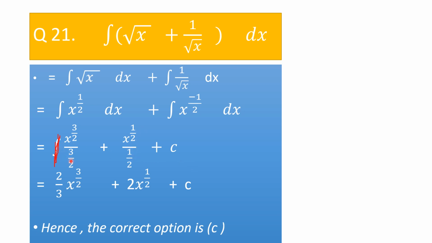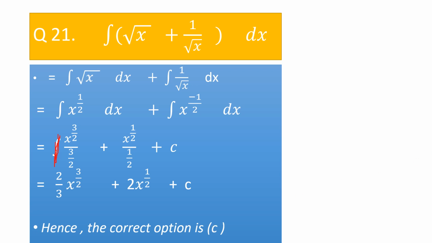Now this 3 upon 2 in the denominator, it will be getting reciprocated. Your answer is 2 upon 3 x power 3 upon 2 plus, this 1 upon 2, it will get reciprocated. Answer is 2 x power 1 upon 2 plus c. So out of the given options in your book, this is option number C. So you will write, hence the correct option is C.